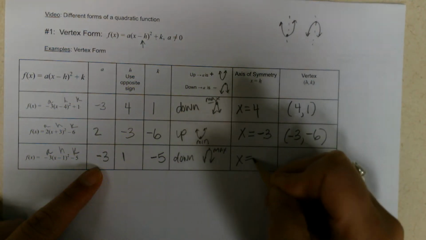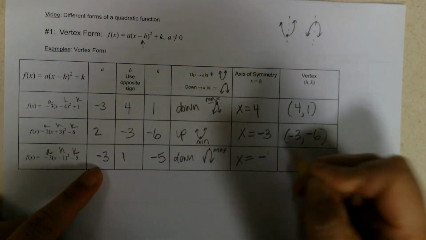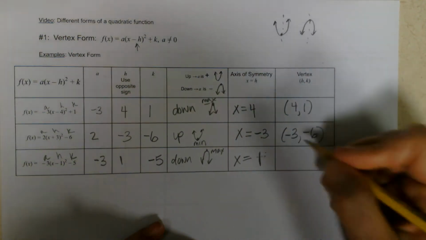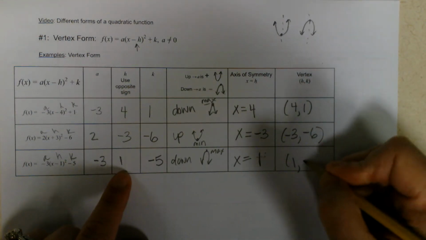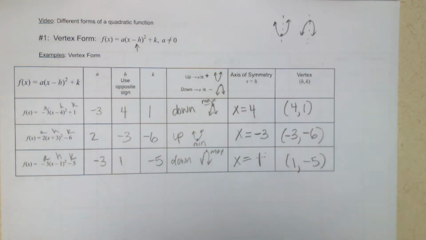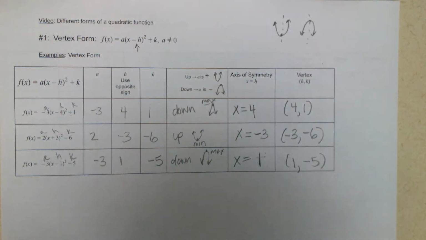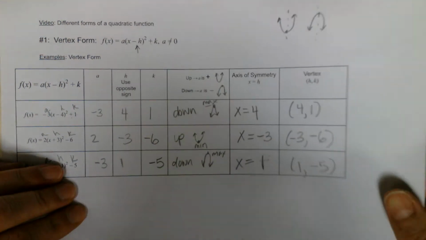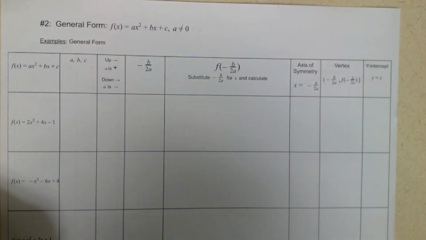Our axis of symmetry is x equals, whoop, not negative. X equals 1. And then our vertex, 1, negative 5. And so I like vertex form because everything is really right there. There's no additional steps to do, which is what we're going to see in our next form.